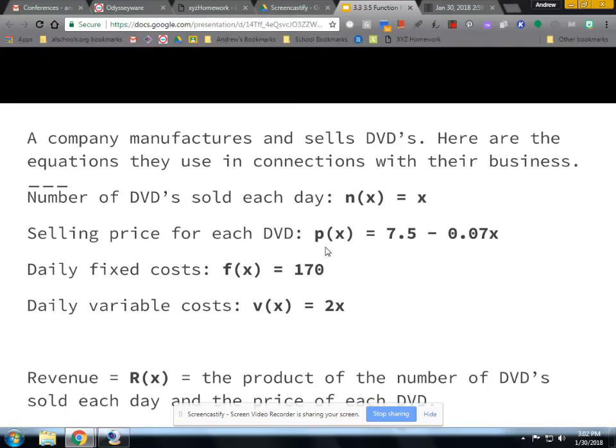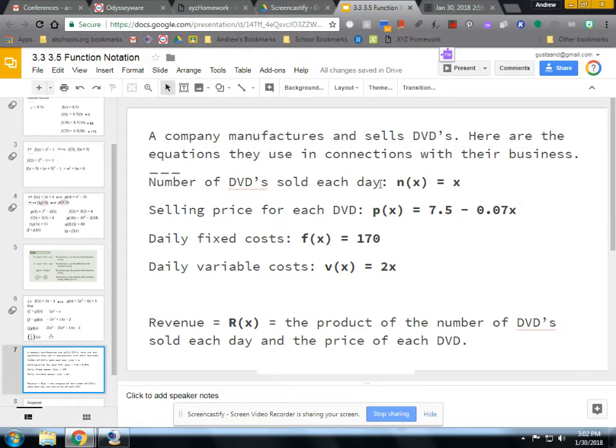I'm actually going to come out of there and show it right here. So revenue, this new function now, r of x, capital R of x, is the product, the multiplication, of the number of DVDs. We have a function for that. Number of DVDs sold each day is x, and the selling price of each DVD, we have this function here. So what they want us to do is multiply this function times this function.